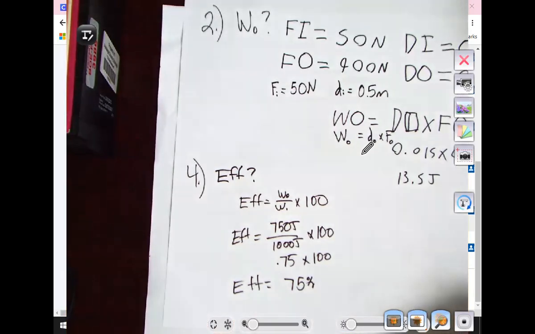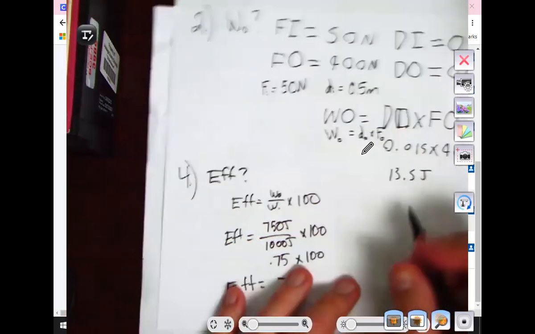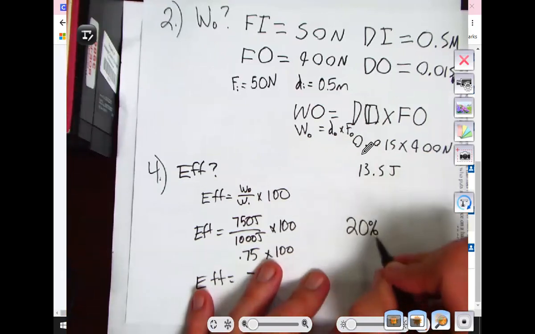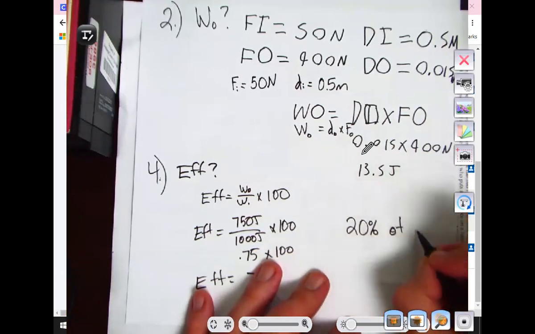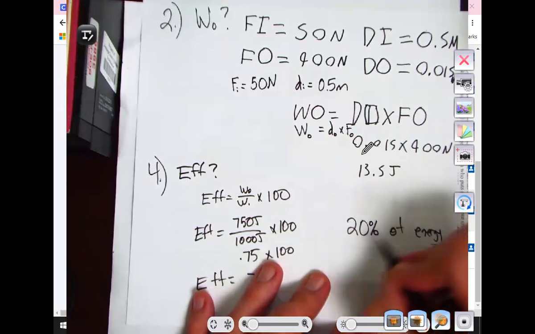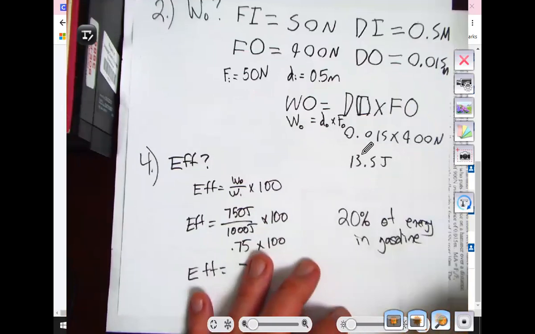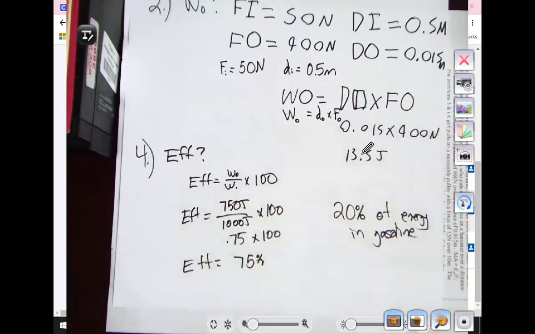Now, an interesting thing is that cars are only 20% efficient. That means only 20% of the energy in gasoline, in most cars, the average car is about 20%, is turned into making the wheels turn. That means 80% of the energy is lost as heat.